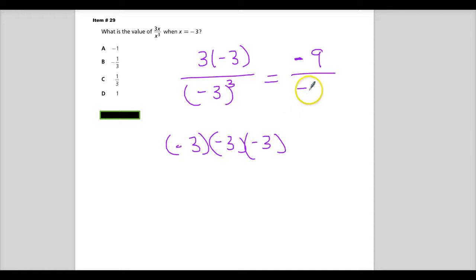Three times three is nine, times three is 27. I need to reduce it. Nine goes into 27 three times, so negative nine over negative 27 is one over three. So the answer is C.